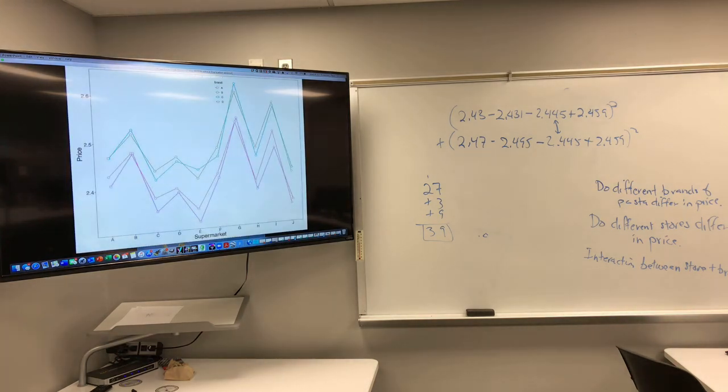All right, questions about that? It's not that different from doing this with replication, except that the within-sample variation factor is calculated differently because you don't have any replication. And that's really the only difference. Questions?